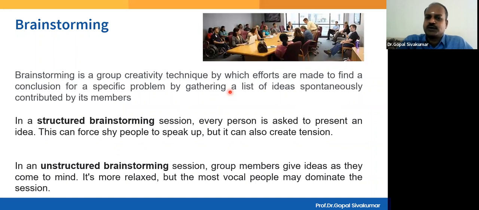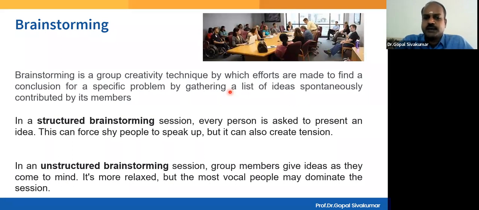So this can force even shy people to speak up, but sometimes it can also create tension, but then it's a good idea to allow everybody to participate. And you can also add additional conditions, like you can make senior people contribute first, and then the next level of people can contribute after the senior persons complete. When you add these kinds of additional conditions, your brainstorming becomes structured brainstorming. But if there are absolutely no conditions, then the brainstorming is called unstructured brainstorming.